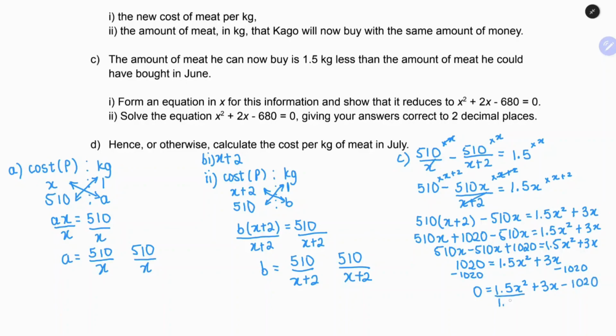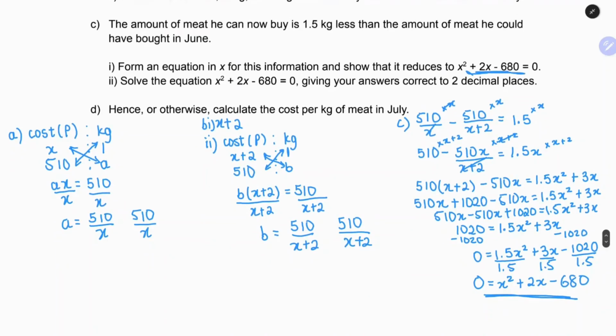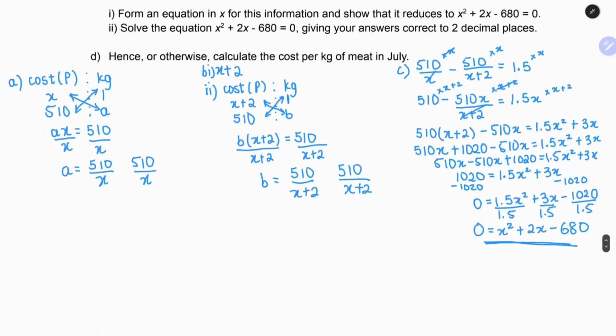So divide by 1.5 so that we remain with x squared. As you can see, the way it's reduced here, divide by 1.5, divide by 1.5, and you will get x squared plus 2x minus 1020 divided by 1.5. That gives you 680. So as you can see, in this case, we have managed to reduce it. And it's basically the same thing as that. So with this, you get your 3 marks.